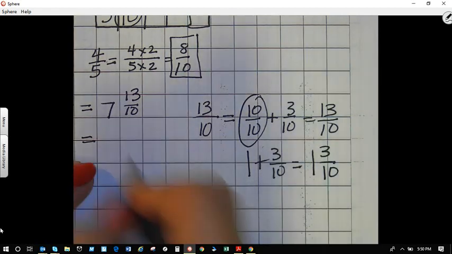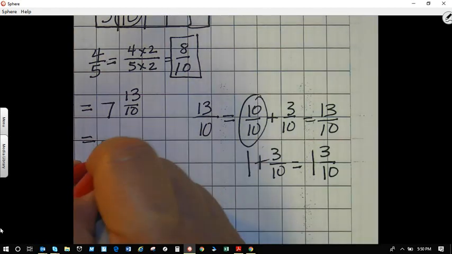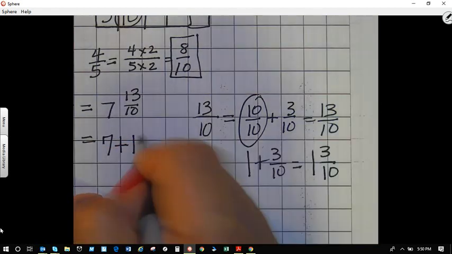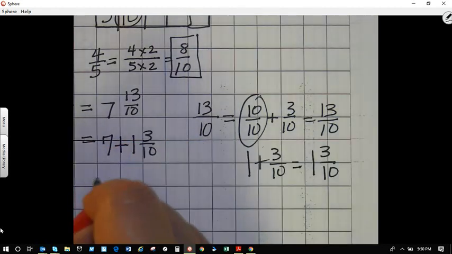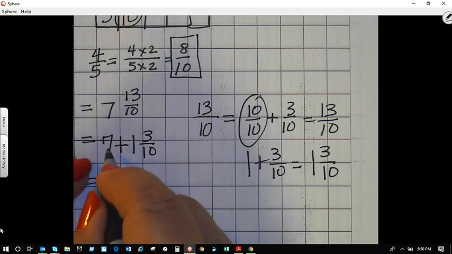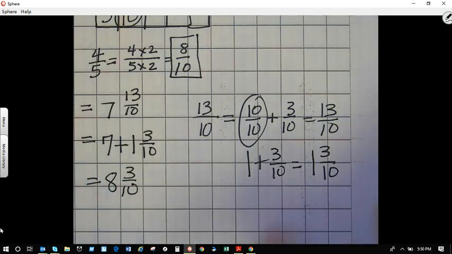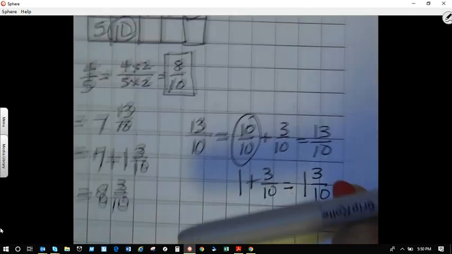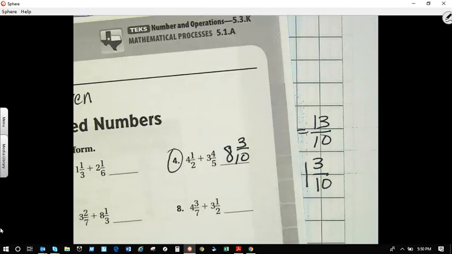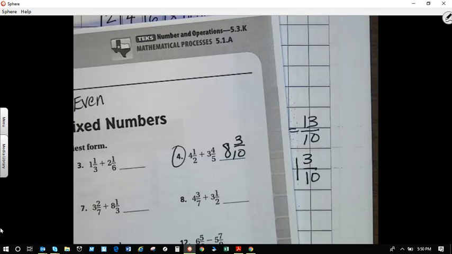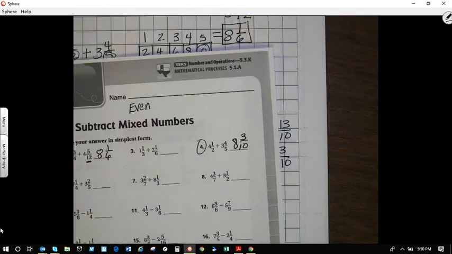But I'm going to bring this over here because I'm going to bring this there. You had 7 plus 1 and 3/10, and that's going to equal 7 plus 1 equals 8 and 3/10. Okay? And so now I'm going to put my answer over here. It's 8 and 3/10. And there we go. I'm having to enlarge and then reduce it and enlarge and reduce. Okay, I think that's easier to see.